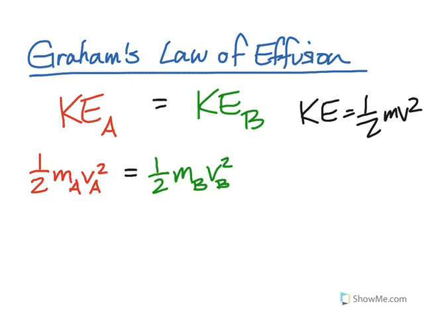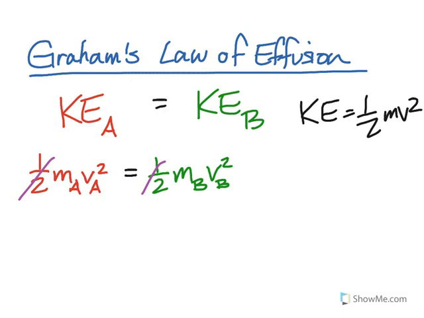Now, let's see if we can cancel some terms out. Since we have 1/2 on both sides, we can cross both of those out. It's like multiplying by 2 on both sides. So now we just have the molar mass of gas A and the velocity of gas A squared is equal to the molar mass of gas B times the velocity of gas B squared. And I think from here, you're beginning to see that we need to take the square root of both sides in order to get to the answer. Taking the square root of both sides will give us the inverse relationship between the molar masses. So let's continue.